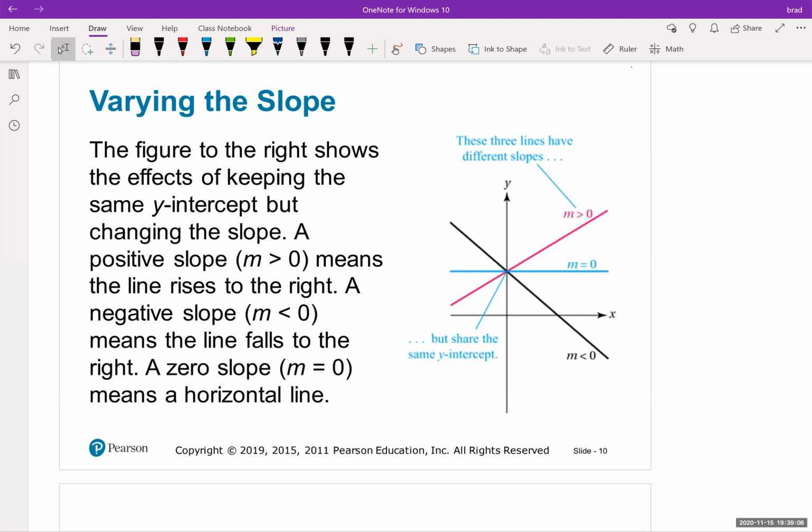So a positive slope, m greater than 0, means the line rises to the right. So this is this guy right here. This is a positive slope, okay? Anything that rises from left to right, that is what we consider a positive slope, okay?